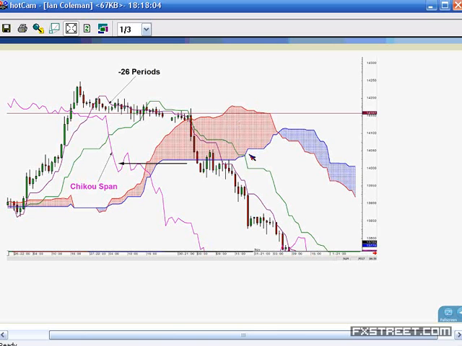Okay, so 3 things we want to look at. We want to look at it for a clear breakout, so a candle close below the cloud. Okay, we need the Zen lines in order, and most importantly, we want the Chiku span below price action 26 periods before. So if we count this back, which we have done here, this is 26 periods before, okay, and you can see that the Chiku span is clearly below price action.